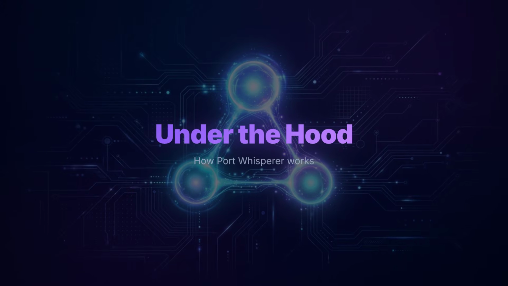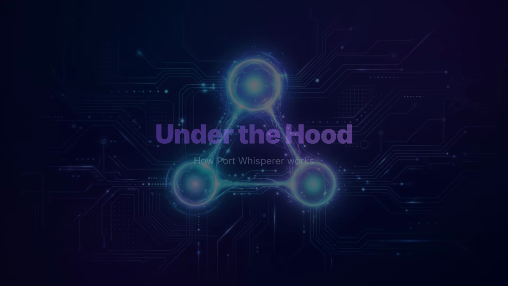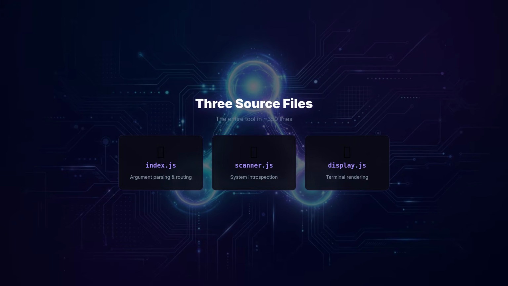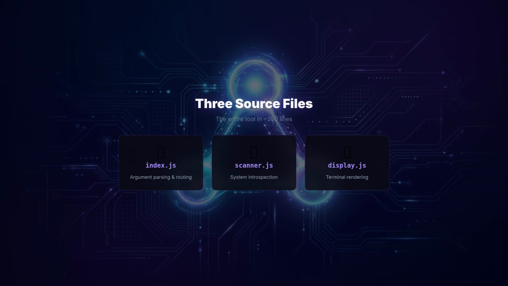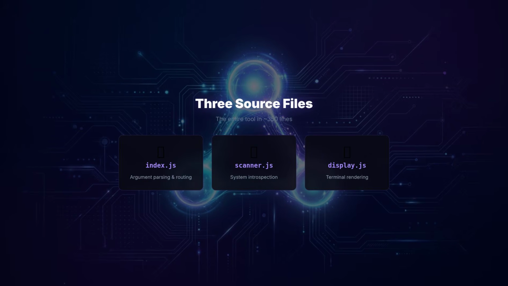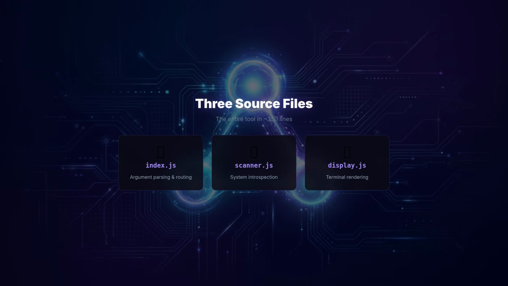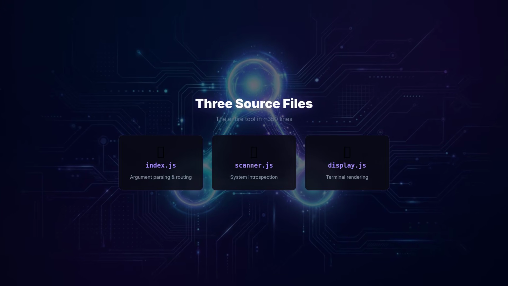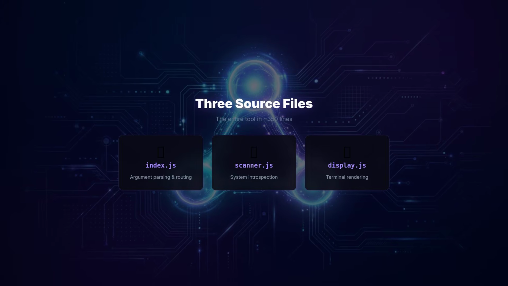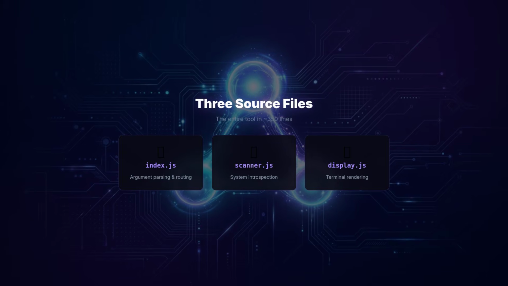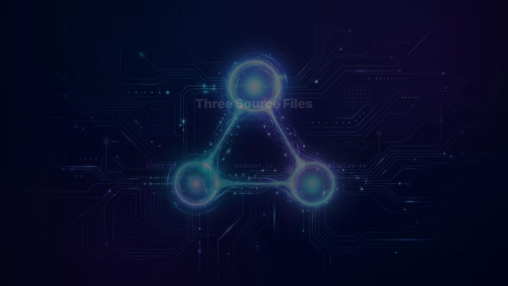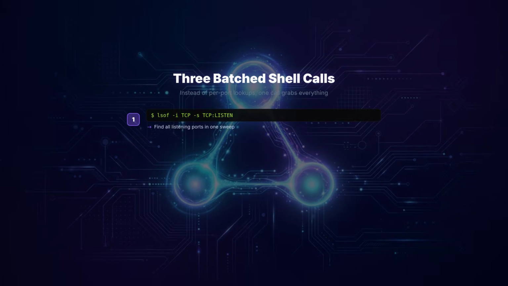Now let me get into the part I find most interesting, which is how this actually works under the hood. The entire tool is only 3 source files. Index.js handles argument parsing and command routing. Scanner.js does all the system introspection, and display.js handles the terminal rendering with chalk and cli-table3. The performance story is surprisingly good. For the default table view, the tool makes exactly 3 shell calls.